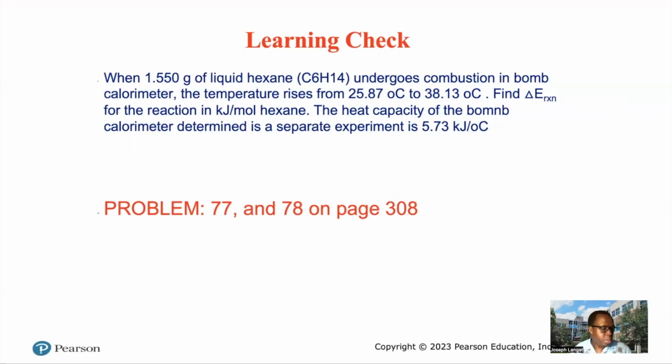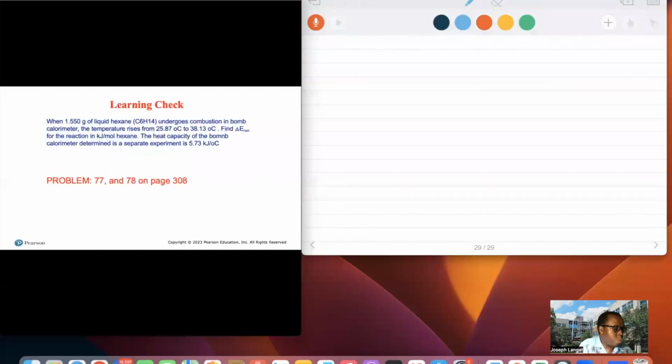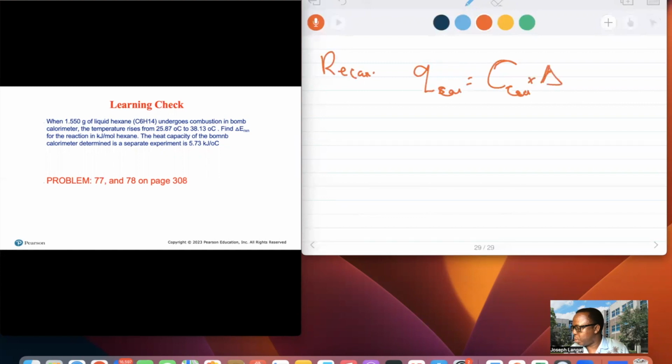So remember how to calculate. Let me just minimize this so that you can see my whiteboard and see how you calculate the enthalpy for reaction. All right. Recall Q for the system. Q for the calorimeter is the heat capacity of the calorimeter times the change in temperature.